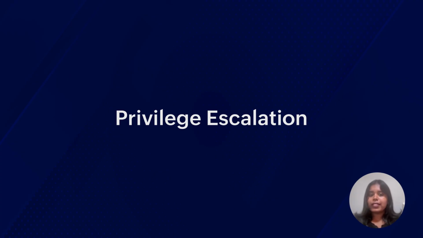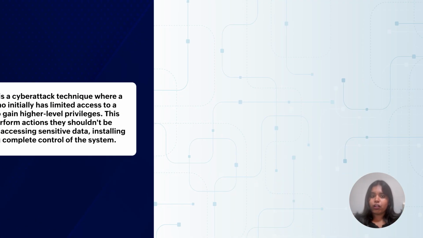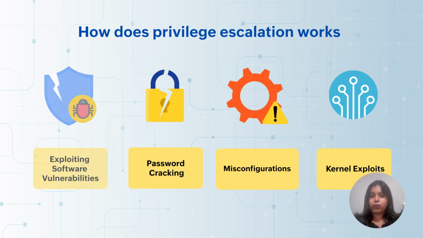So, how exactly does privilege escalation work? The MITRE ATT&CK threat modeling framework has identified 14 techniques under the privilege escalation tactic. Some common ways of launching a privilege escalation attack include exploiting software vulnerabilities, taking advantage of bugs or weaknesses in operating systems or applications. Next, guessing or cracking passwords to gain access to privileged accounts.